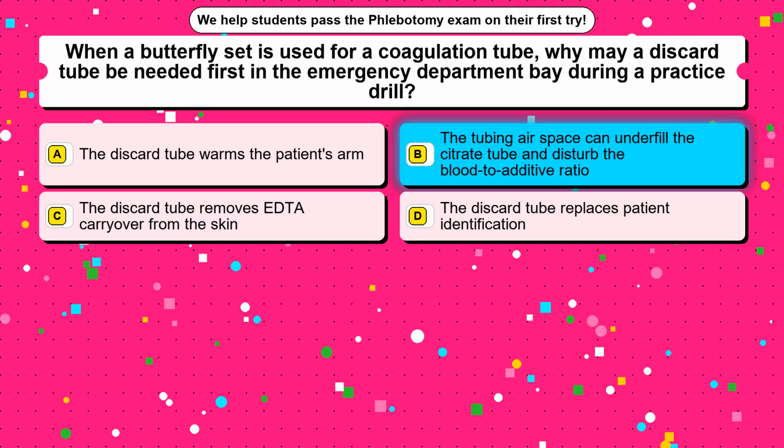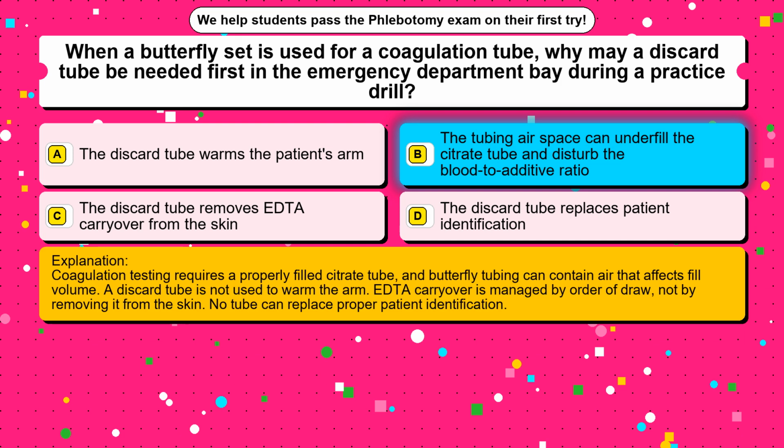The correct answer is option B. The tubing airspace can underfill the citrate tube and disturb the blood-to-additive ratio. Coagulation testing requires a properly filled citrate tube, and butterfly tubing can contain air that affects fill volume. A discard tube is not used to warm the arm. EDTA carryover is managed by order of draw, not by removing it from the skin. No tube can replace proper patient identification.